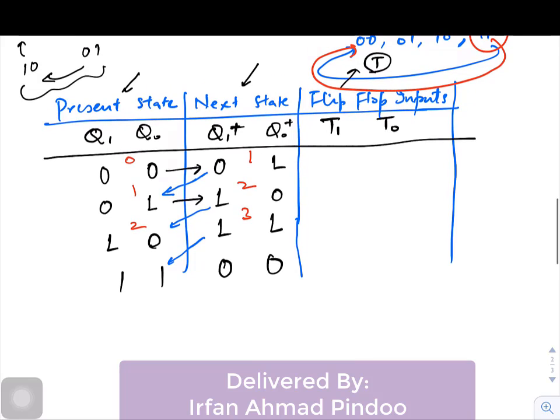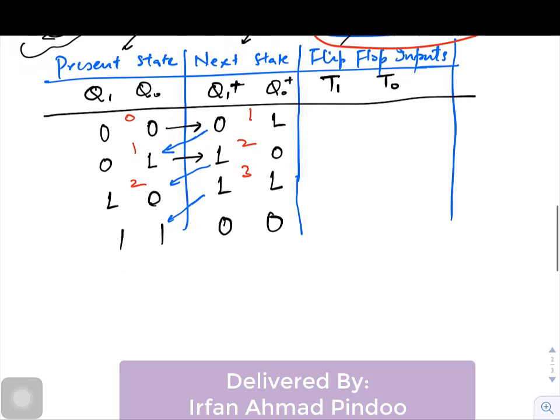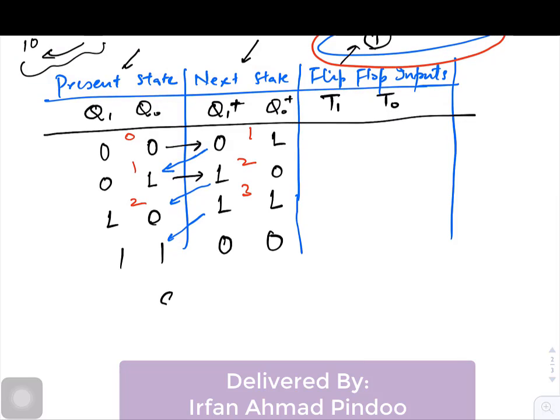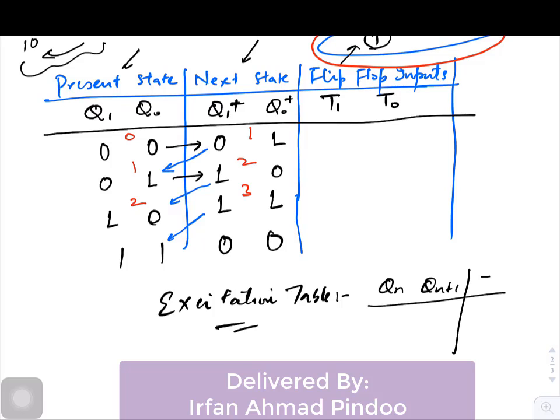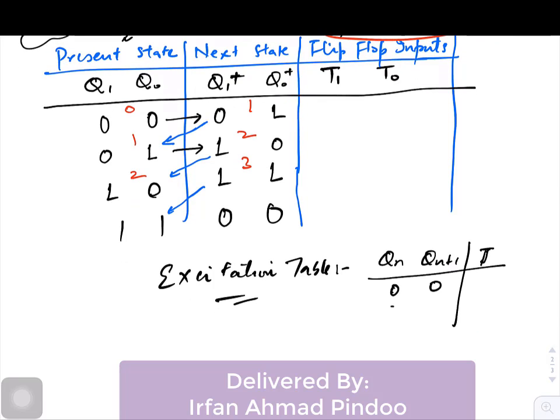So we are ready with the present state and the next state. Then we have to complete the other two columns of T1 and T0. And for this we should know the excitation table. Excitation table states with your outputs given, what are its corresponding inputs. And you know for a T flip-flop it is like an XOR gate, 0 1 1 0.